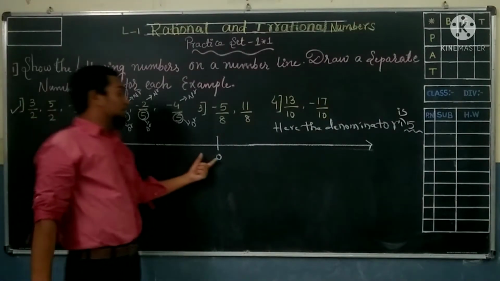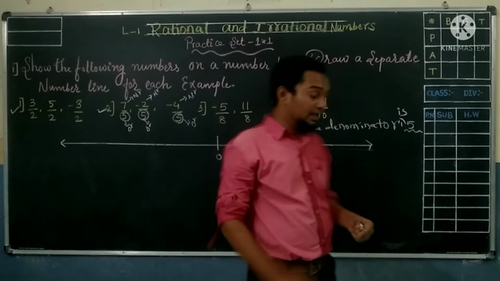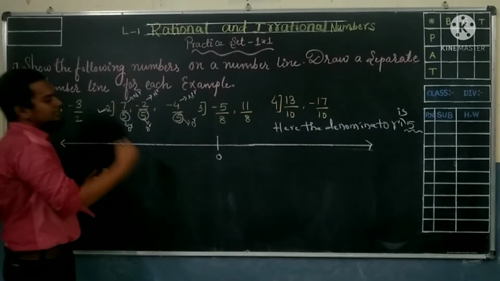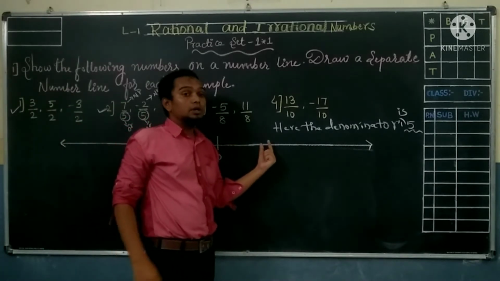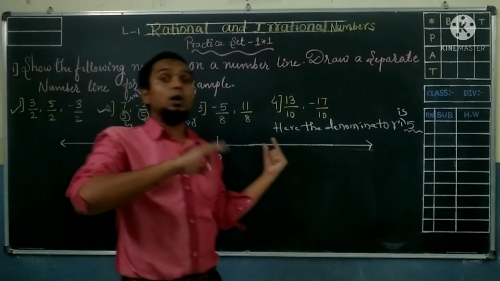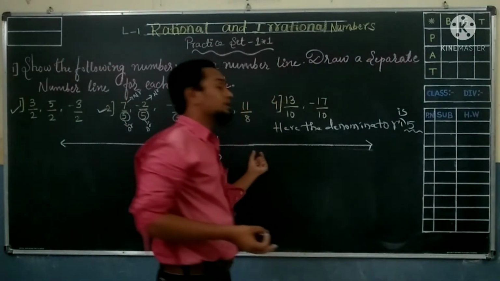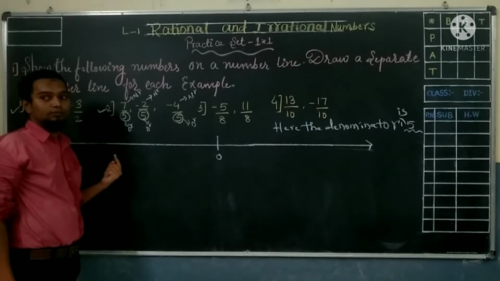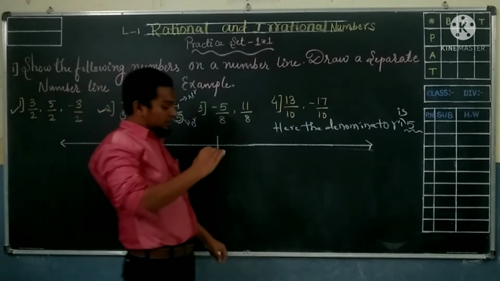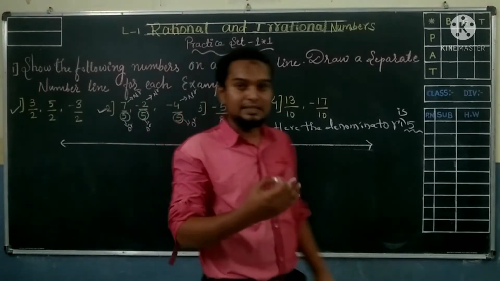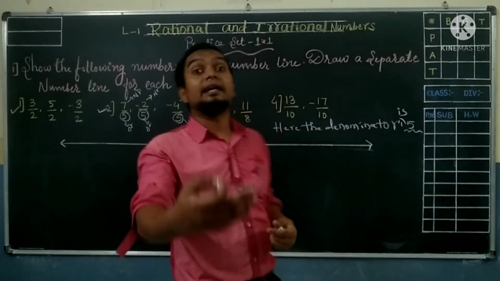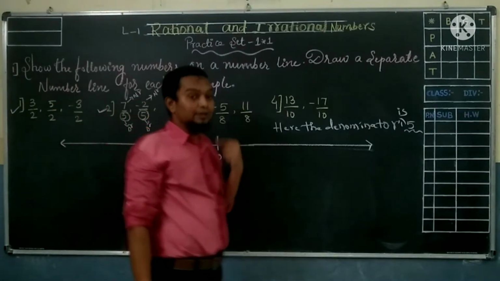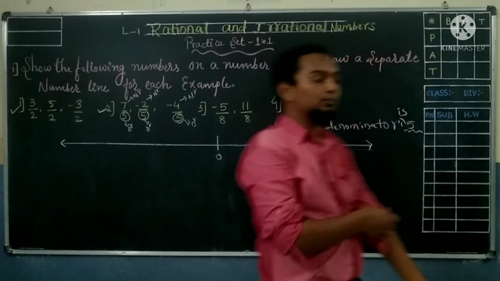On a number line, this is the right hand side and this is the left hand side. Right hand side values are always positive. Left hand side values are always negative. A value less than 0 is negative and a value greater than 0 is positive.